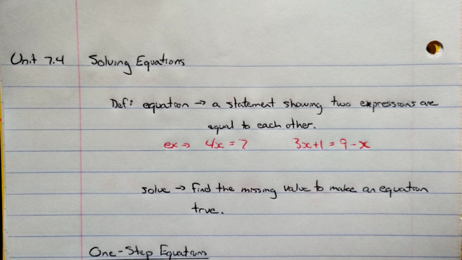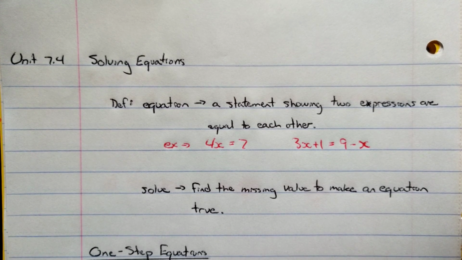So on top of adding, subtracting, multiplying, dividing polynomials together and simplifying them, one of the big things that we'll often be doing is solving equations. And so now an equation is when we take those expressions and we put an equal sign in them. So it's two expressions that are equal to each other. So in the examples here, we got 4x equals 7, or 3x plus 1 equals 9 minus x. Some expressions that are equal to each other.